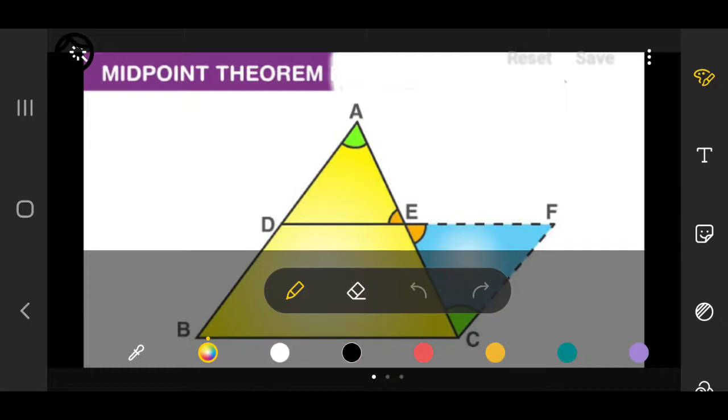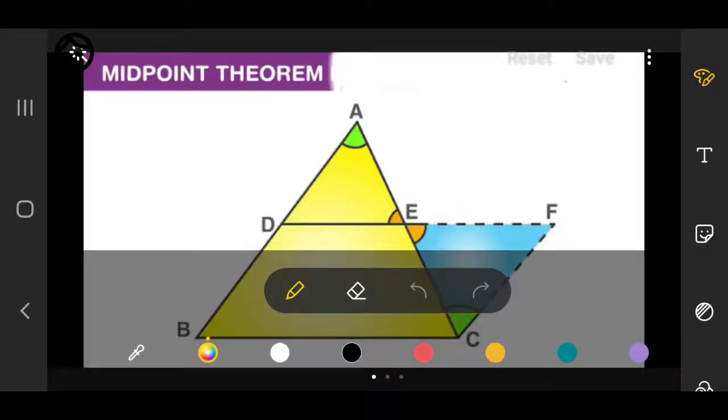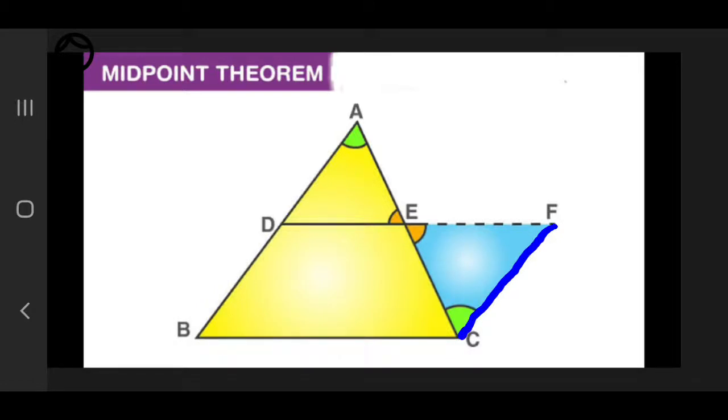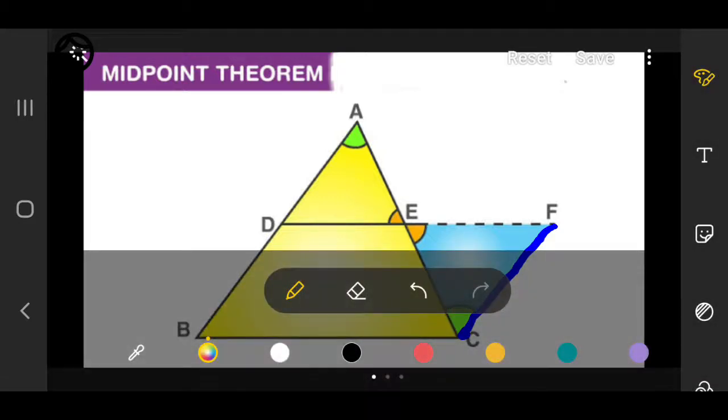We have a theorem: in triangle ABC, we have to prove that DE is parallel to BC. First, draw a line CF that is parallel to AB. That is the first step. Then extend the line DE to F.